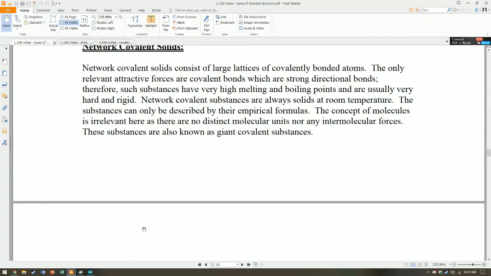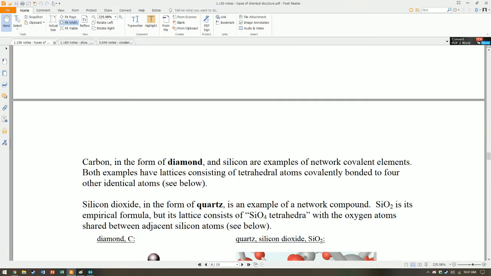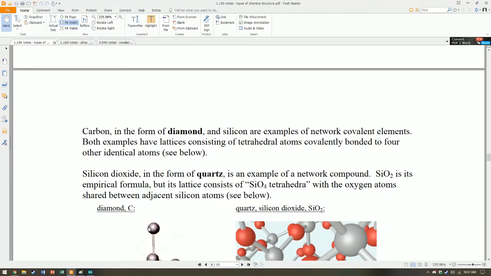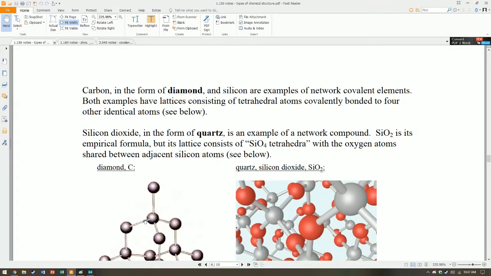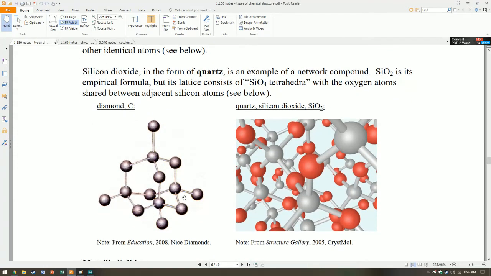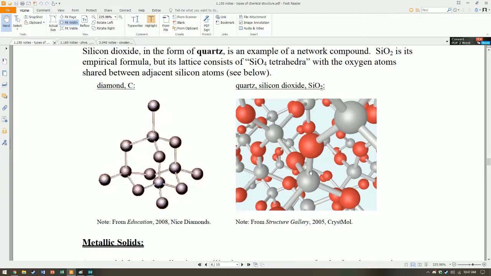They're like ionic lattices, but held together by covalent bonds. So as you can clearly see here, this is sort of what diamond looks like. It takes the shape of a crystal lattice, but these are covalent bonds, and similarly with silicon dioxide.